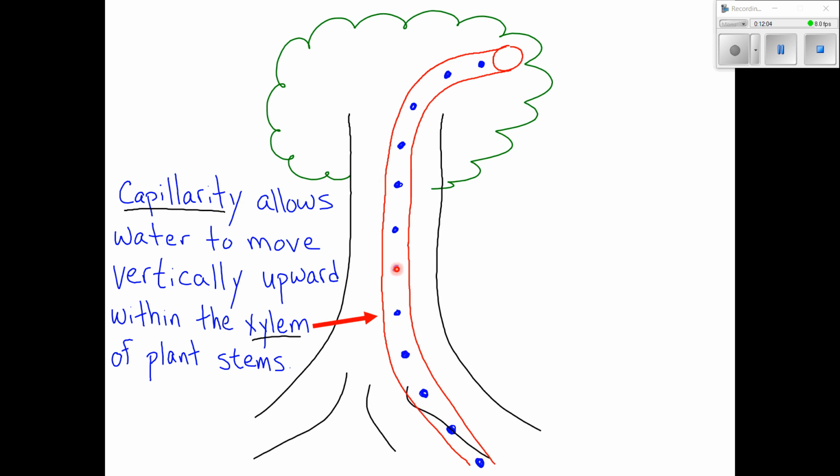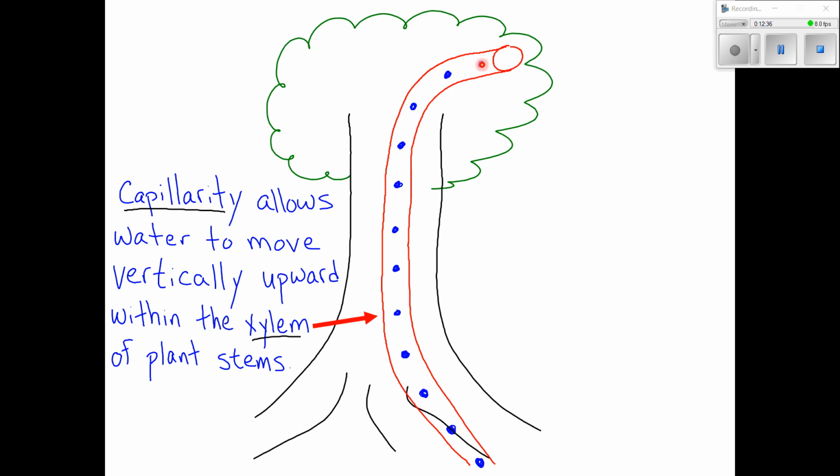Cohesion is allowing these water molecules to be connected to each other by hydrogen bonds. And what happens up here at the very top, in the leaves, when the sun shines on the leaf, when the breeze blows across the leaf, you have evaporation of water. It's a phenomenon called transpiration. When water evaporates from a leaf into the atmosphere, that's called transpiration.